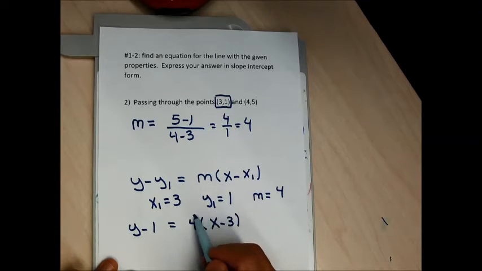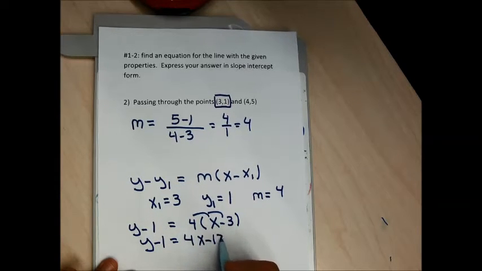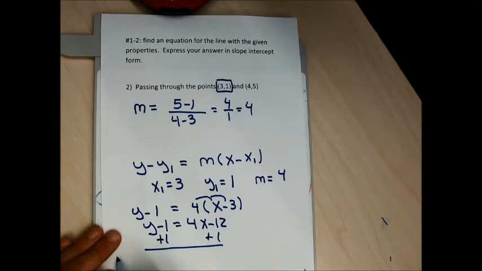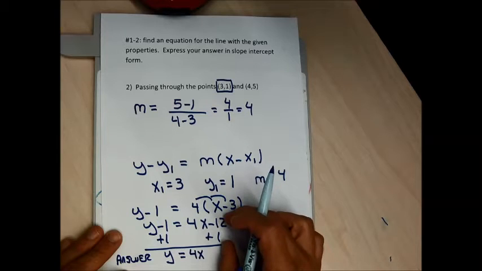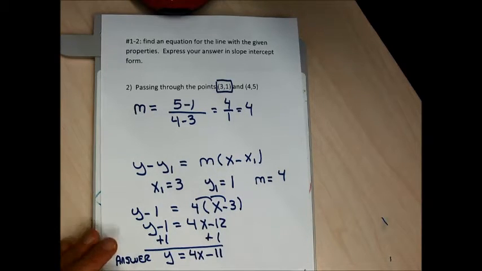I'm going to clear this parentheses. When I clear that parentheses, I'm going to get y minus 1 equals 4x minus 12. And I'm just going to add 1 to both sides. I'm going to basically have my answer. On the left-hand side, the 1's cancel. I'm left with a y. On the right-hand side, the 4x doesn't change. The numbers have opposite signs, so you subtract and take the sign of the larger and get a minus 11.